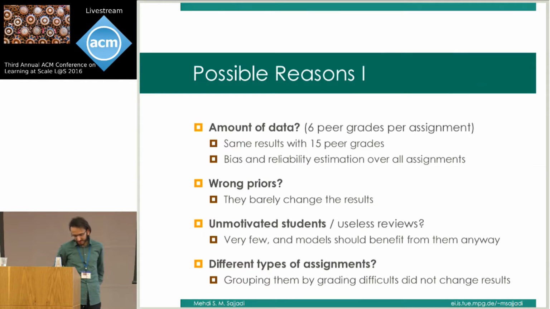The first point is maybe we don't have enough data. Maybe the data is just too small. Recall that we have 6 peer grades for each assignment. We tried the same with 15 peer grades for each assignment, and we got the same results. And you can't really get more. In our case, even 6 peer grades is quite a lot. Because we had groups, every student only had to grade 2 submissions. But in the normal case, you would have to ask every student to grade 6 or more submissions, and that's not really practical.